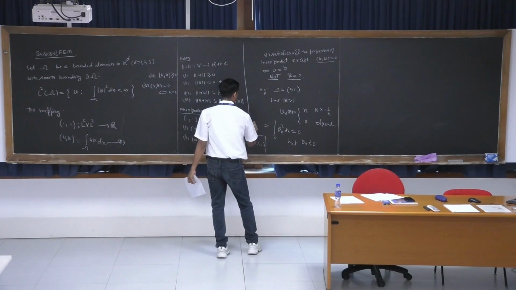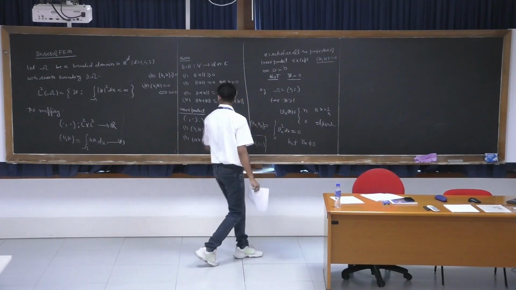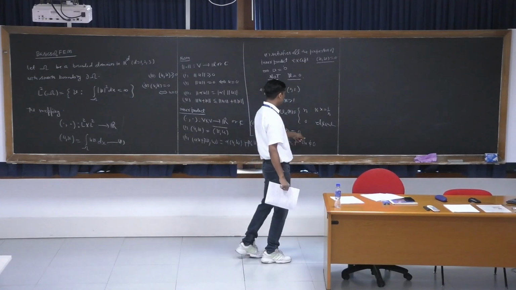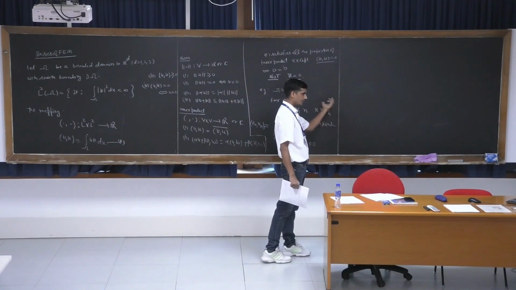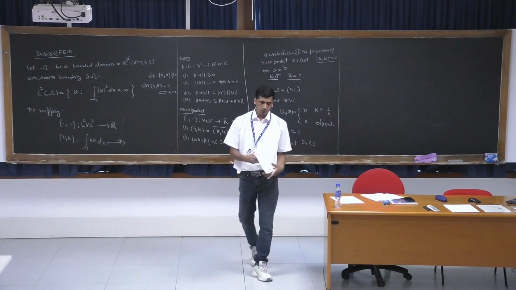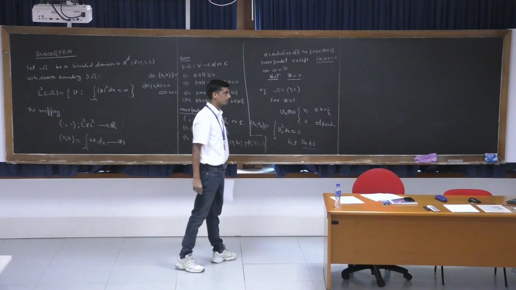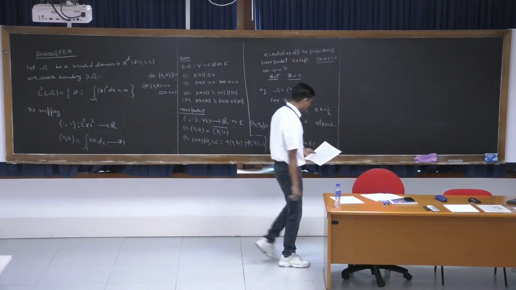This is the inner product of Vn with Vn, and by using this definition, this becomes Vn square, and that is equal to 0 because at a point the integral becomes 0. So this is 0, but Vn is not equal to 0.